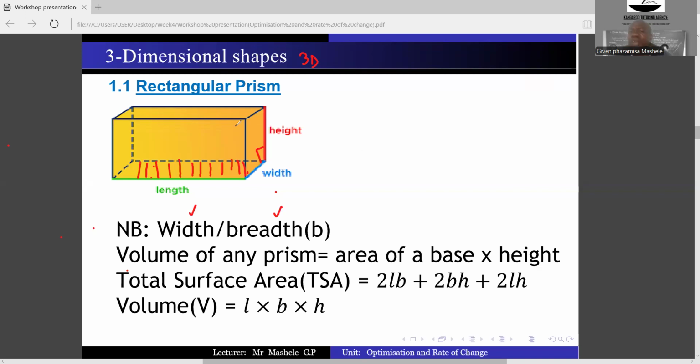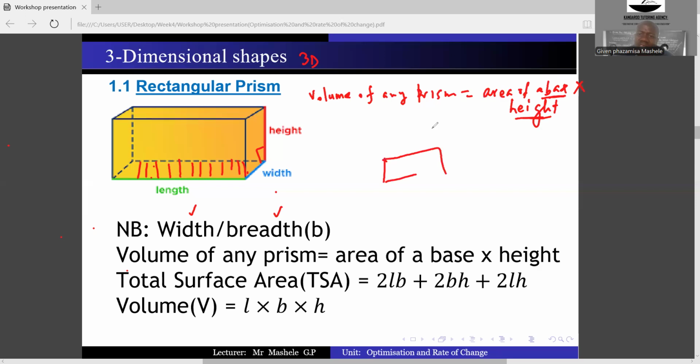So then, since we are dealing with the prism, to determine the volume of any prism, you must always take the area of a base, you multiply that with the height. The area of the base, you multiply that with the height. Remember, I said in a three-dimensional shape, the base must always be at a right angle with the height. If this is the base, this has to be the height. I believe you are following.